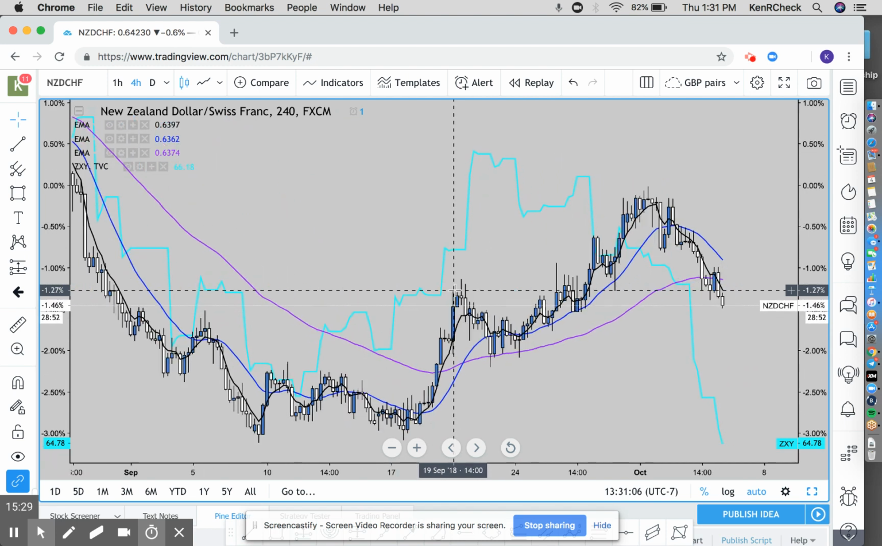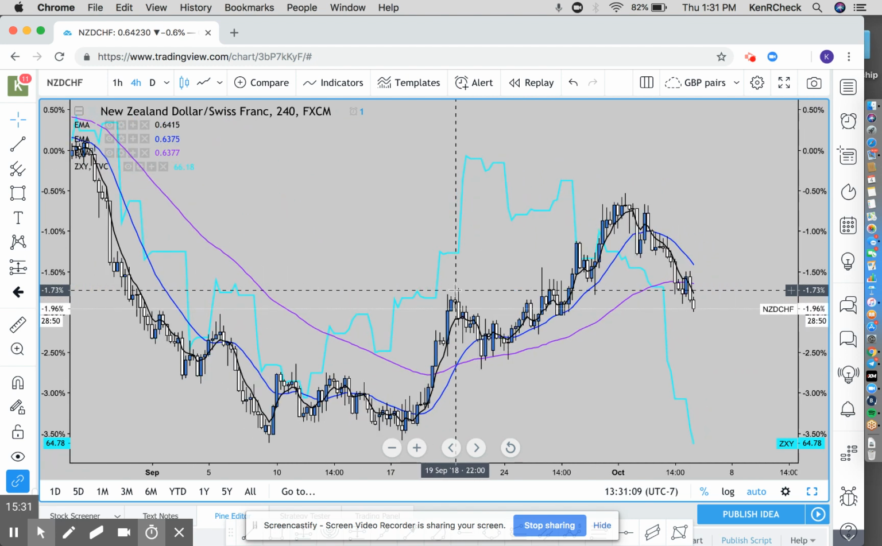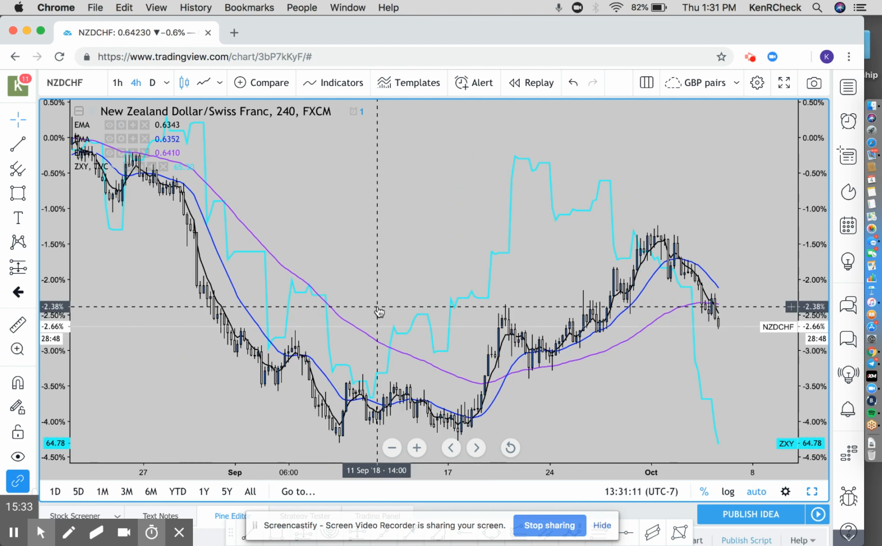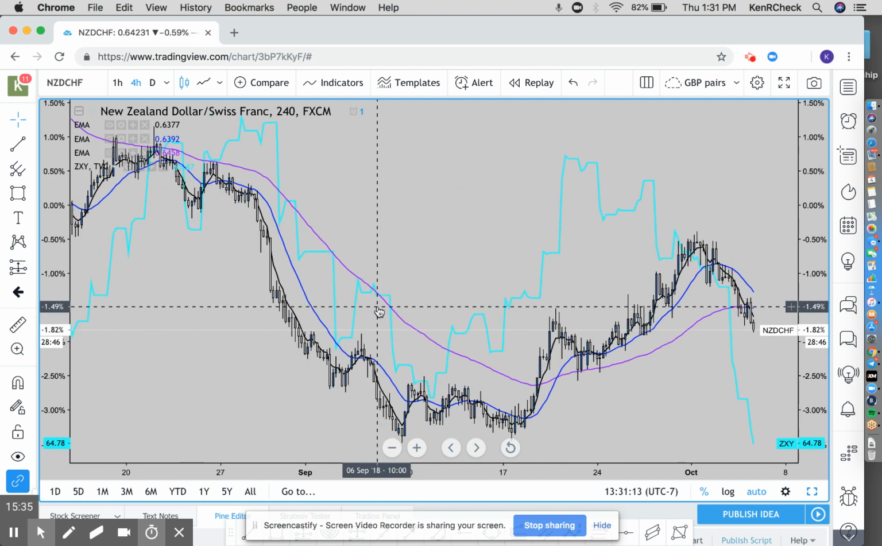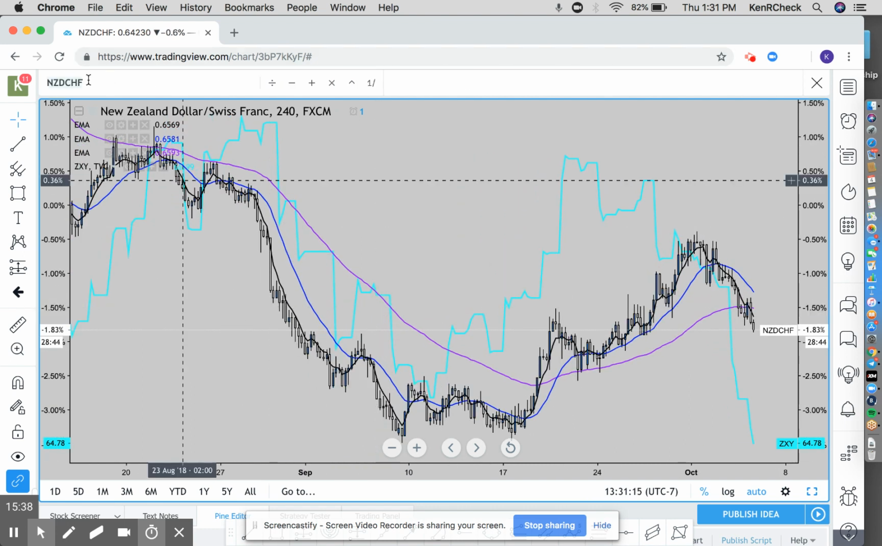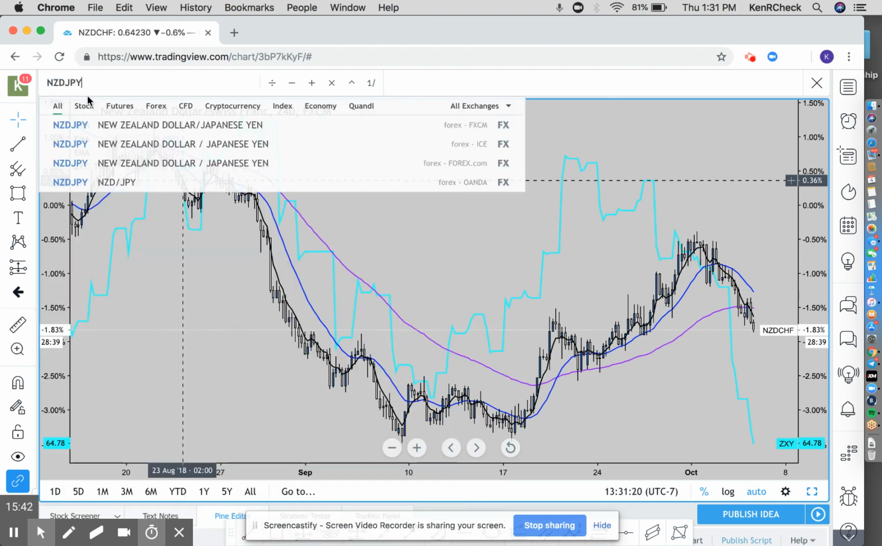Perfect. So you can see that it correlates pretty much the same direction, right? So let's see NZD versus the Japanese yen. So let's look at a cross pair.